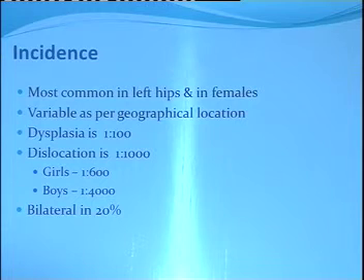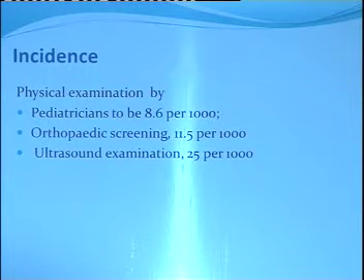The incidence varies quite a bit from place to place, but mostly it is common in the left hip, and in females. The dysplasia is 1:100, because dysplasia is more common than dislocation. And the dislocation is roughly 1:1,000, but in girls it is 1:600, in boys it is 1:4,000, and it is bilateral in 20% of the cases.